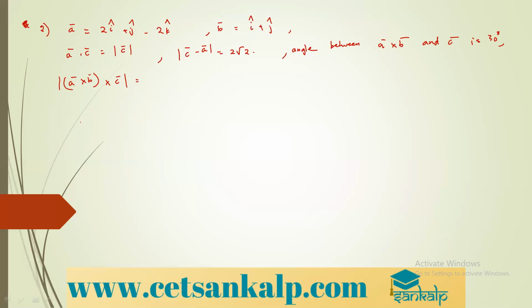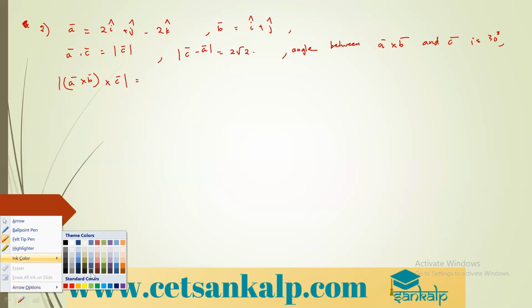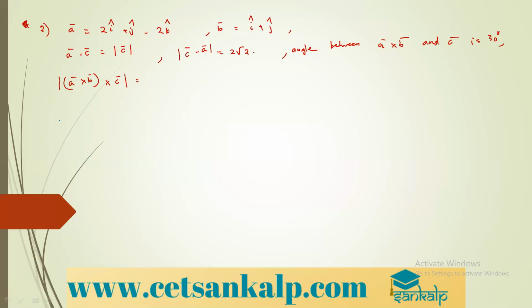That's the question. So it's looking complicated, isn't it? But if you see the answer, it is very simple. So first thing is we can find what is A cross B. It is determinant of i j k, 2 1 minus 2, 1 1 0. That means i is multiplied with 0 plus 2, minus j is multiplied with 0 plus 2, and k is multiplied with 2 minus 1, that is 1.